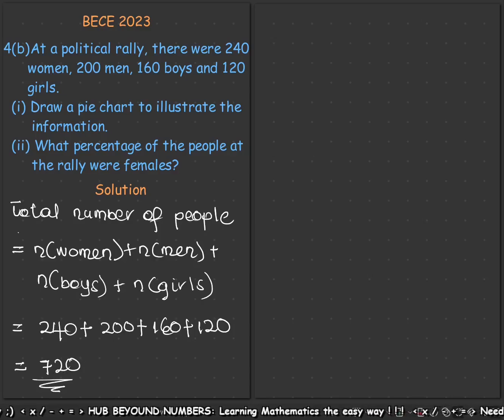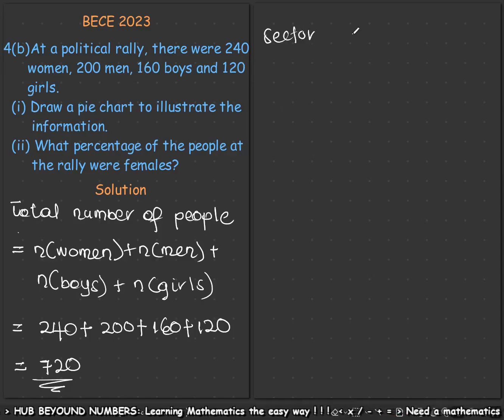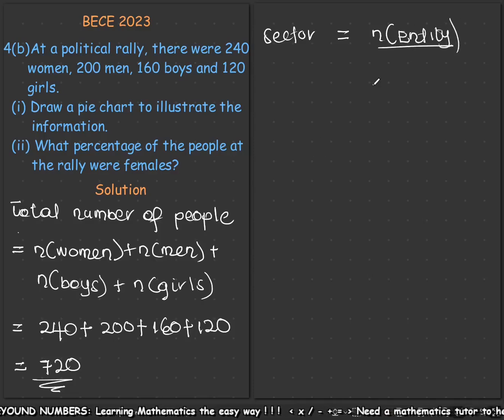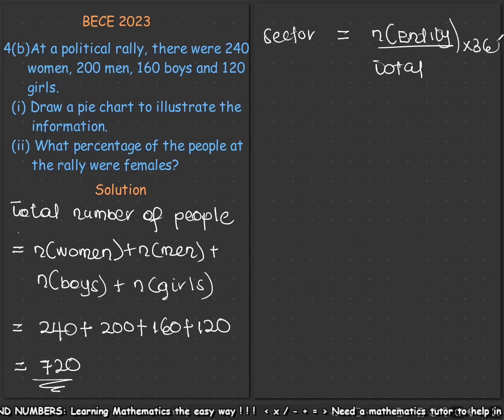Now, to draw a pie chart, we need to get the various sectors of the entities we have here. By that I mean the sector that will represent women, boys, girls, and men. So the sector is equal to the number of the entity we are talking about, all over the total, and then times 360.